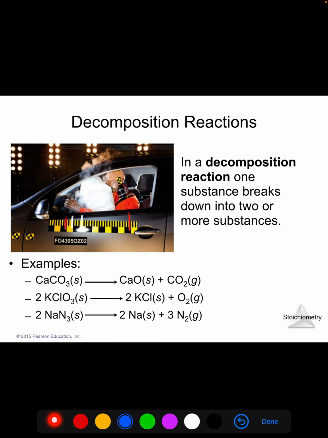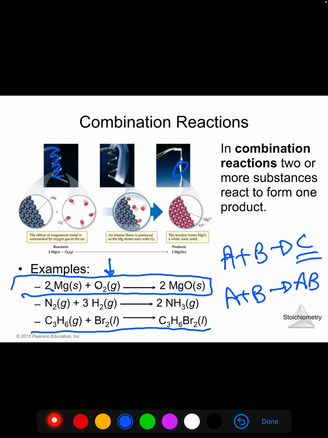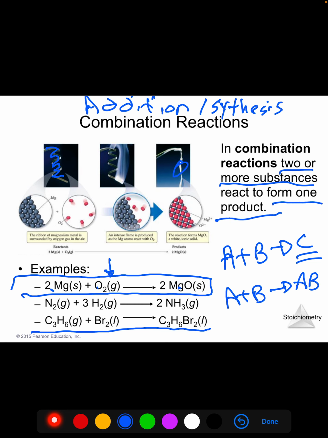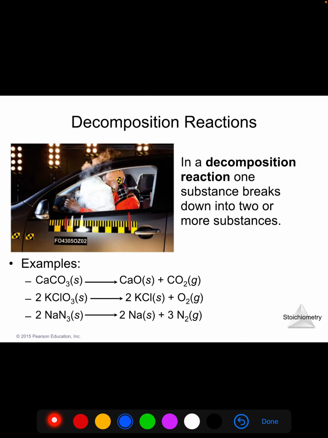A decomposition reaction, and by the way, these combination reactions are also called, depending on what book you read and where you're from, you may have heard it differently in a previous chemistry class. They're called addition reactions or perhaps a synthesis reaction, although you can have a synthesis reaction where you have two or more substances reacting, and you may form one or more products in a synthesis reaction. Combination reaction, more than two things can combine, sometimes three things combine.